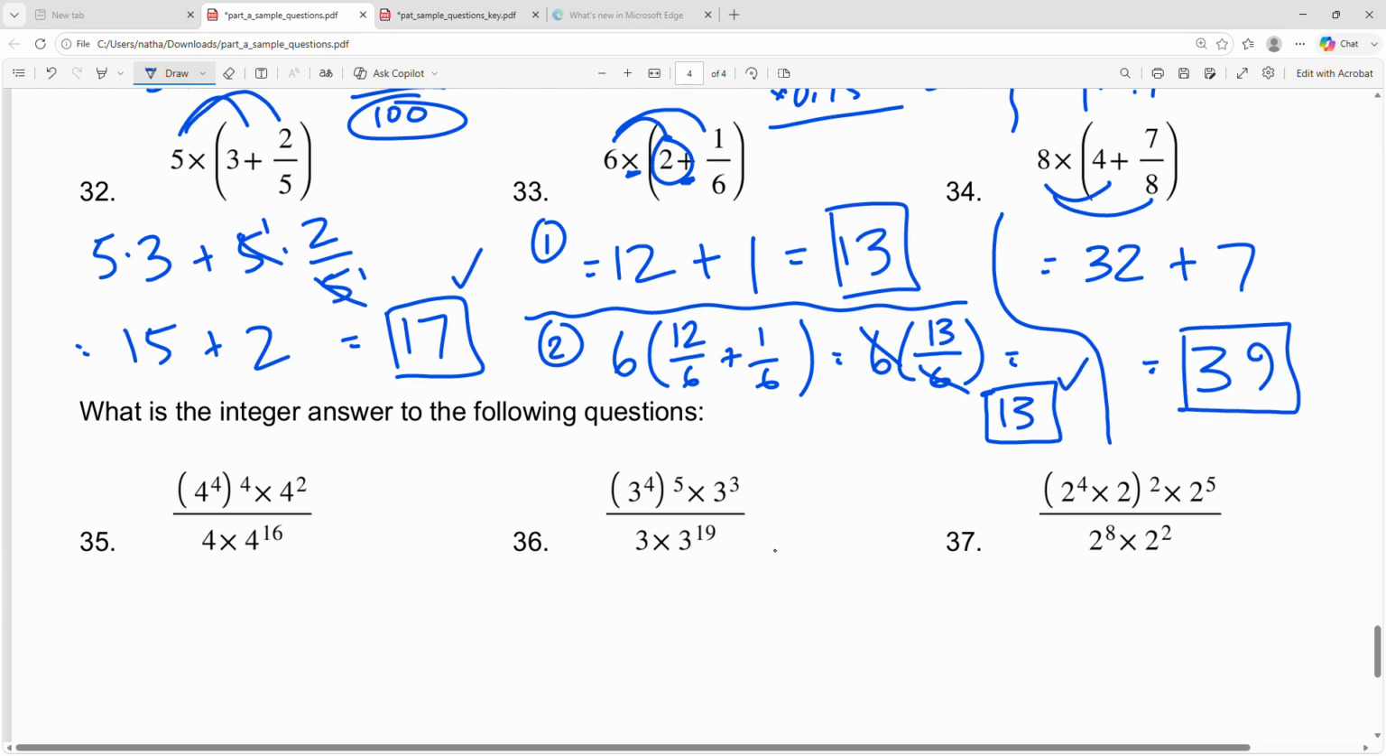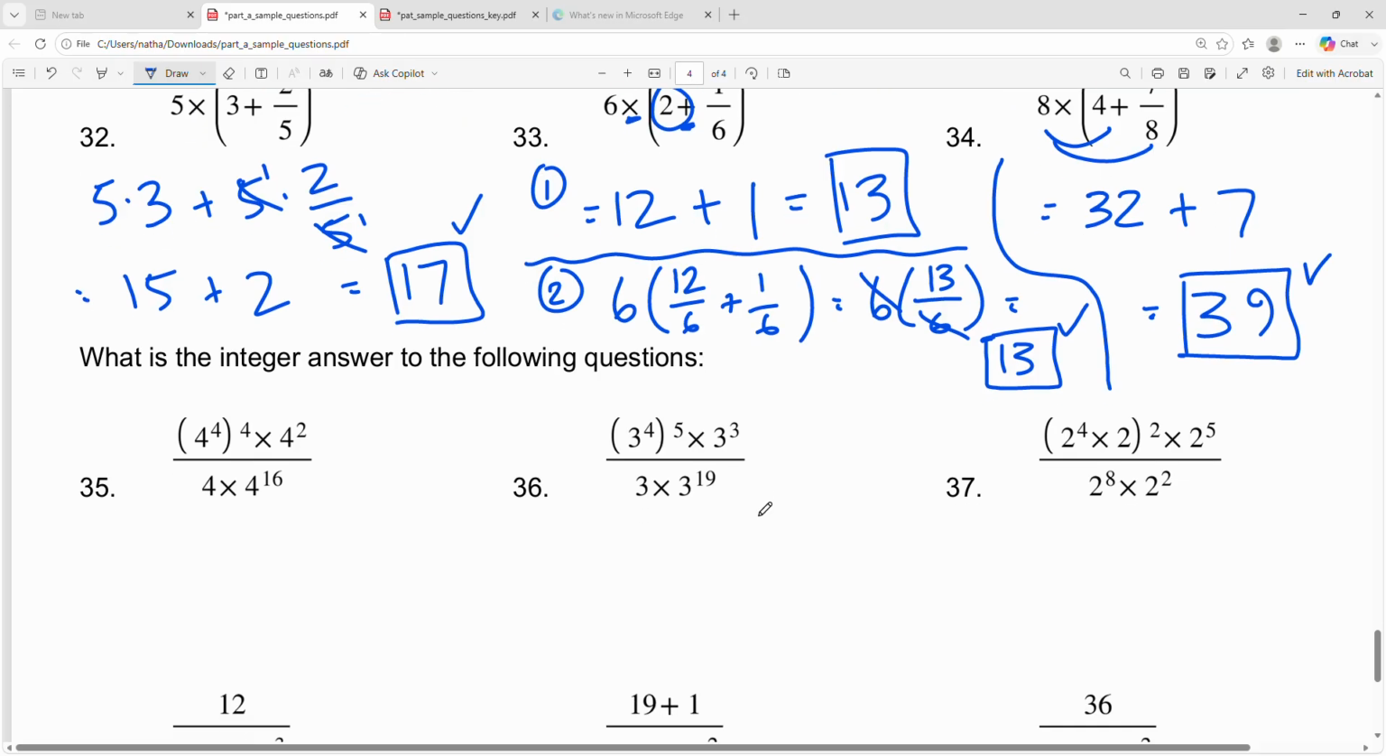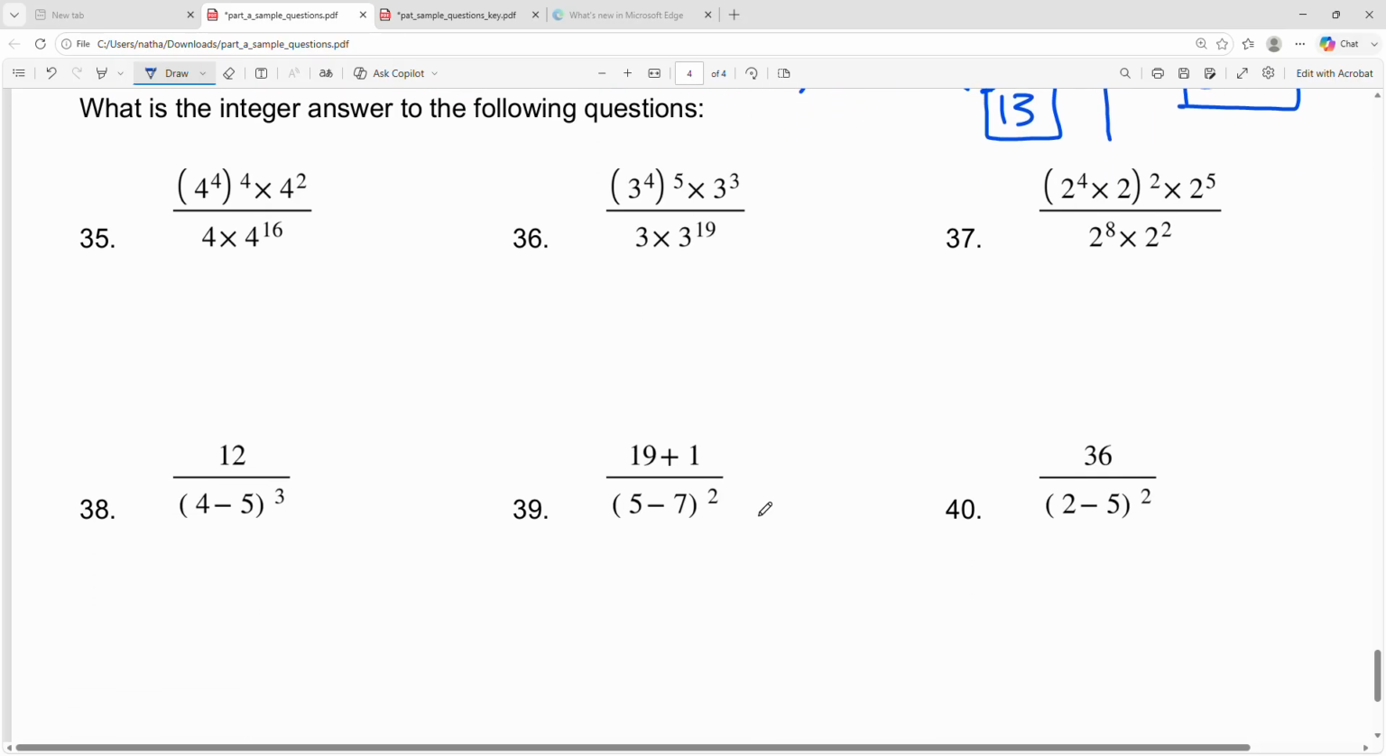Okay. Remember, part A, numerical response. You're going to have to type your answer in, and it needs to be the correct answer. So if you got there by a different method, that's okay. All right. Carrying on. What is the integer answer to the following questions? All right.